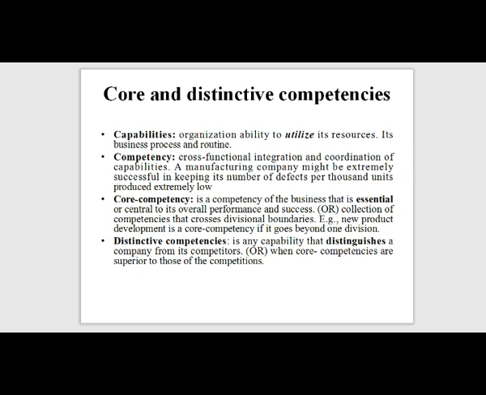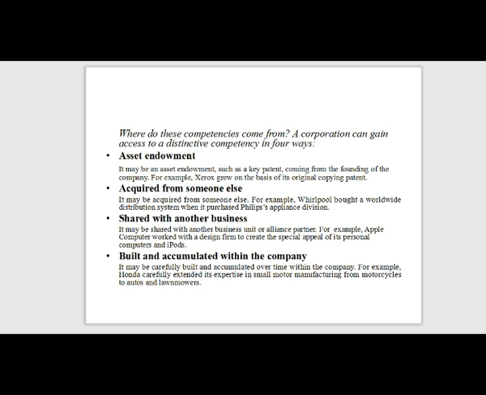Distinctive competency is any capability that distinguishes a company from its competitors, or when core competencies are superior to those of the competitors. Where do these competencies come from? A corporation can gain access to a distinctive competency in four ways. Asset endowment: it may be an asset endowment such as a key patent coming from the founding of the company.